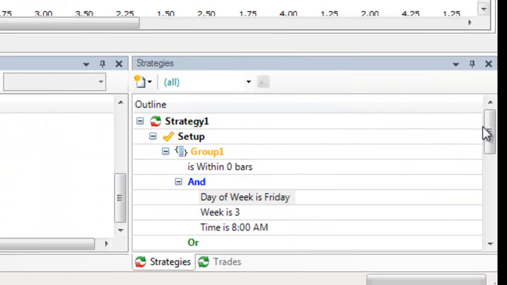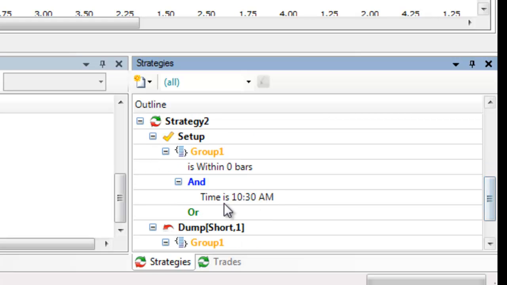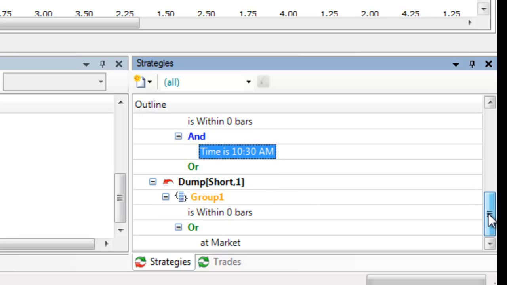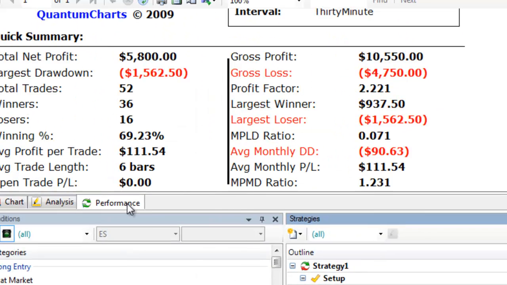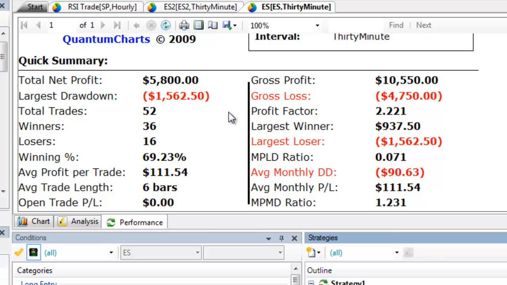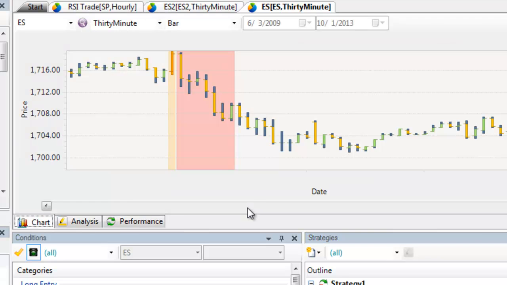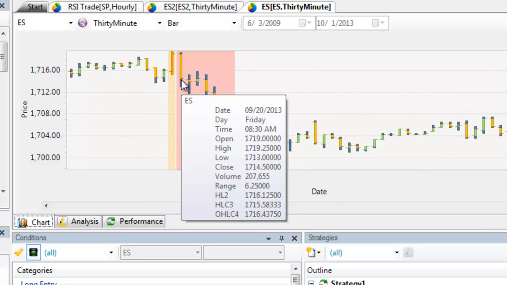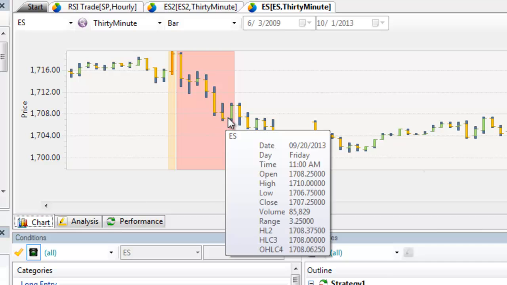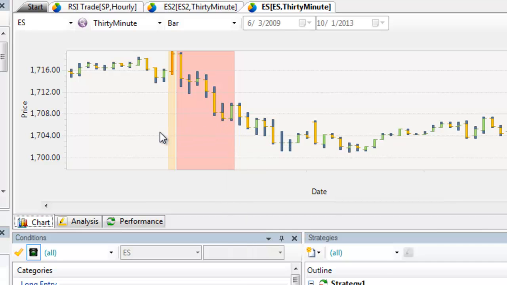And then you can drag in the exit time into the exit section, and we have time is 10:30, and then we get out at market. And when that happens, it goes to the performance, and you can see what we showed you earlier with this particular strategy. And then it will highlight the entire trade for you. So, for example, the last trade, which was on 9/20, just last month, we entered at 8:30 a.m. We exit on the open of the 11 o'clock bar, and that's that. That's how easy it is to create a strategy in Quantum Charts.